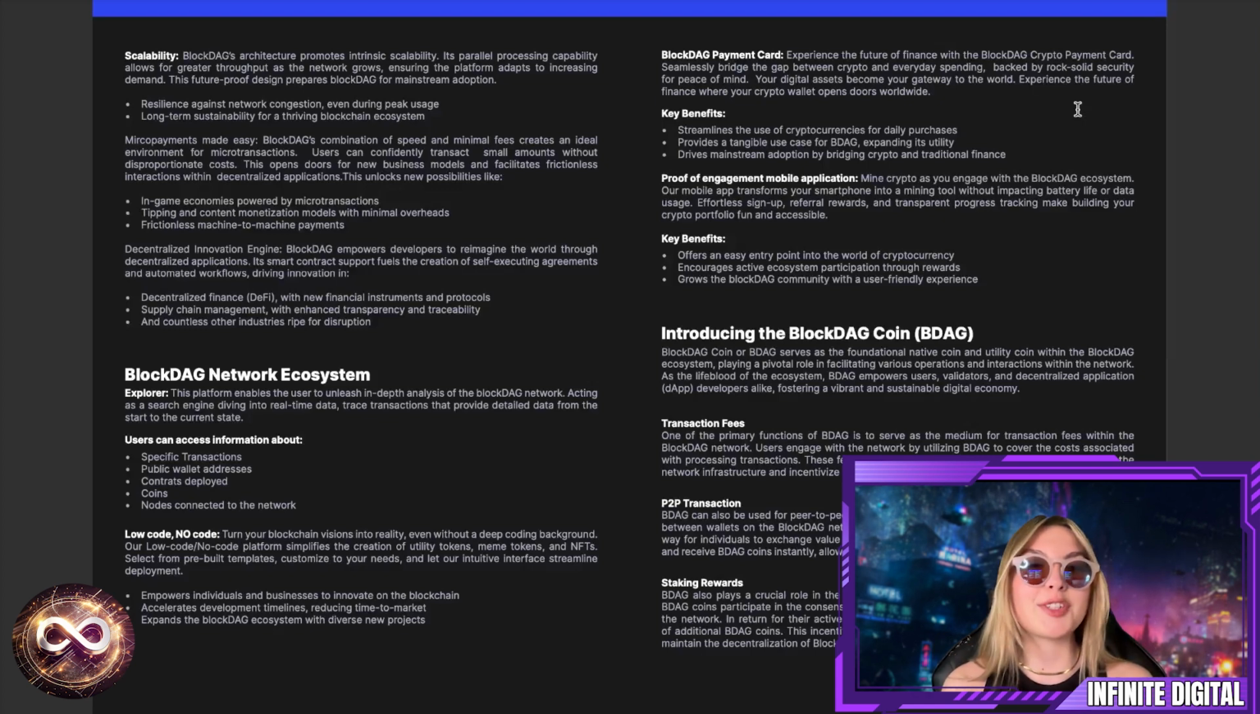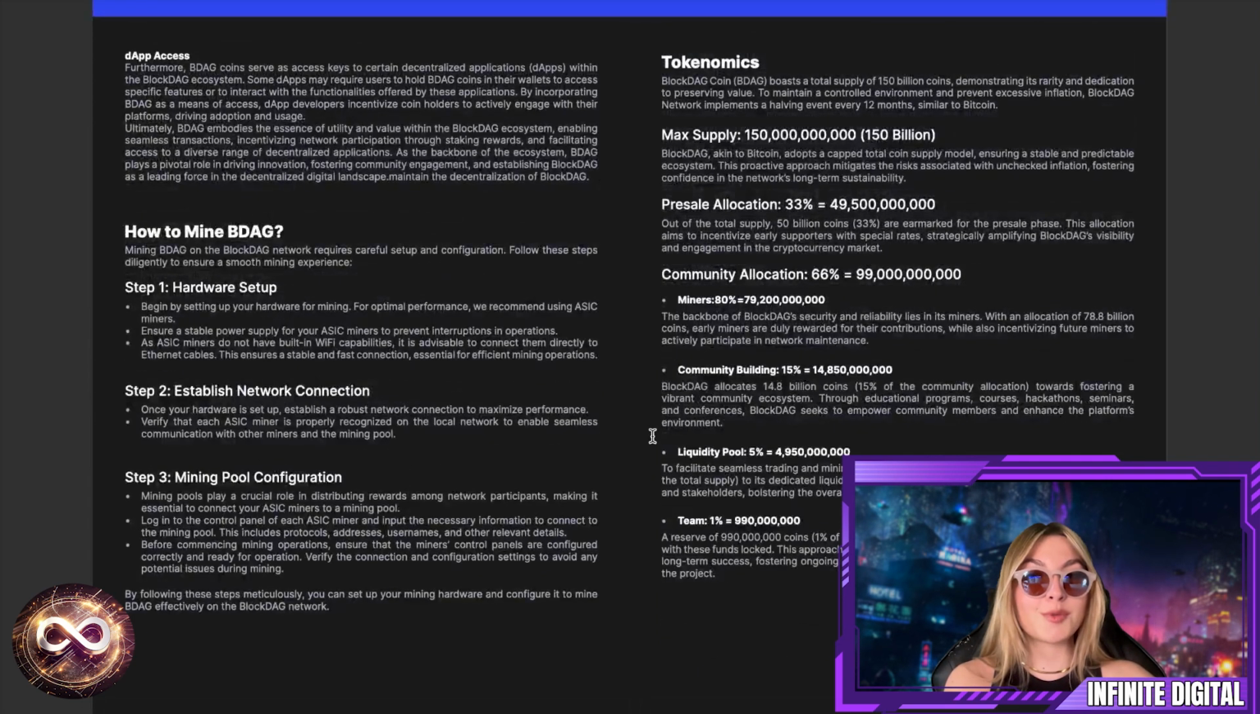You have the key benefits such as streamlining the use of cryptocurrencies for daily purchases, providing a tangible use case for BDAG and expanding its utility, driving mainstream adoption by bridging crypto and traditional finance, among others as well. The proof of engagement mobile application, the key benefits of that as well, and the introduction of the BlockDAG coin, which is also very important, describing the transaction fees, the P2P transaction, and the staking rewards as well, all of which are brilliantly developed. The DApp access too, and this also is a very, very useful part in their white paper, and that is how to mine BDAG.